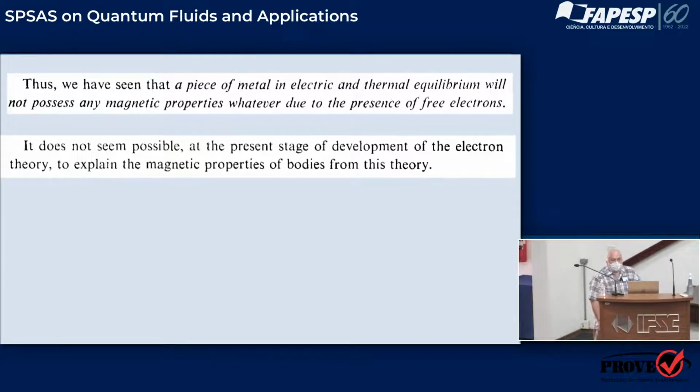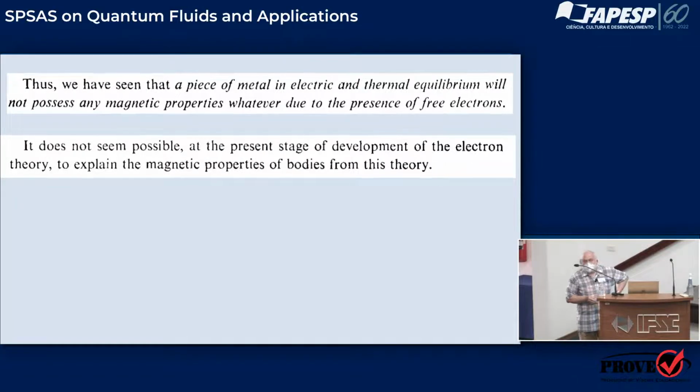Thus, we have seen that a piece of metal in electric and thermal equilibrium will not possess any magnetic properties whatever due to the presence of free electrons. In thermodynamic equilibrium, if we believe in classical physics, and this was 1911, magnetism cannot exist. And the end of his thesis was: it does not seem possible at the present stage of development of the electron theory to explain the magnetic properties of bodies from this theory.